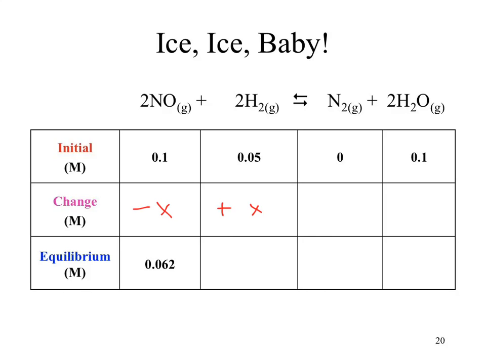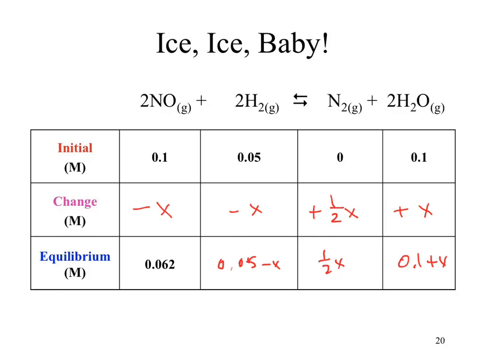Same thing, right? It's a 2 to 2, so it's 1. Since we moved to our products, they go up. Goes up by what? Goes up by some amount of x. What is that amount of x? 1/2 of x. Next one goes up by x. We could go through and solve for our equilibrium concentration: 0.05 minus x, 1/2 x, 0.1 plus x.